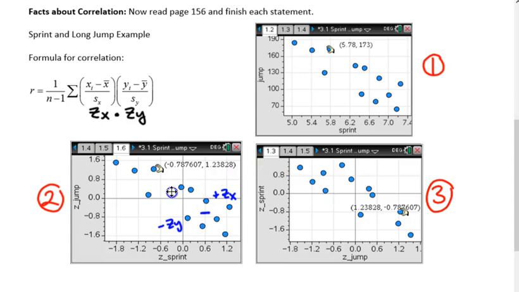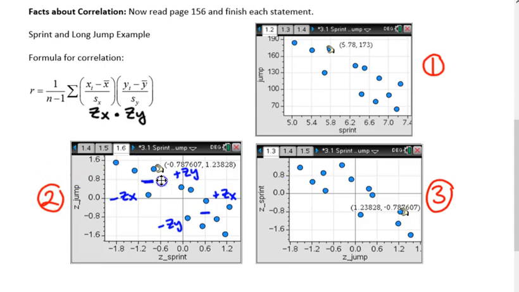In this section of the graph, we have all values where the y z-score is higher than average. So these are the higher long jumpers, and the negative z-scores in the x direction mean these are the faster sprinters. They take less time in their sprint. Once again, if I multiply the zx's times the zy's, I get negative values.